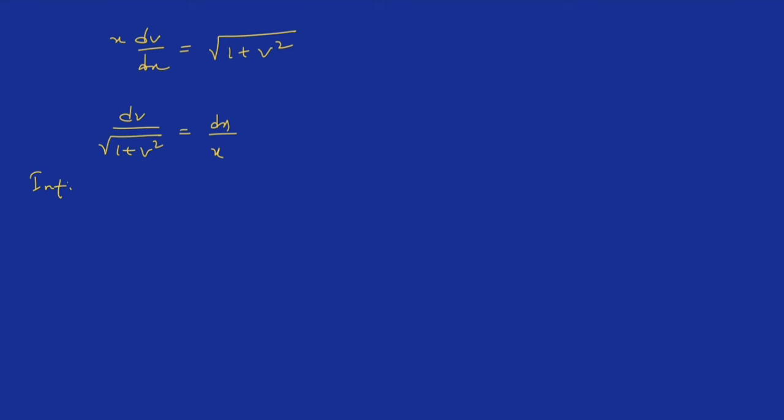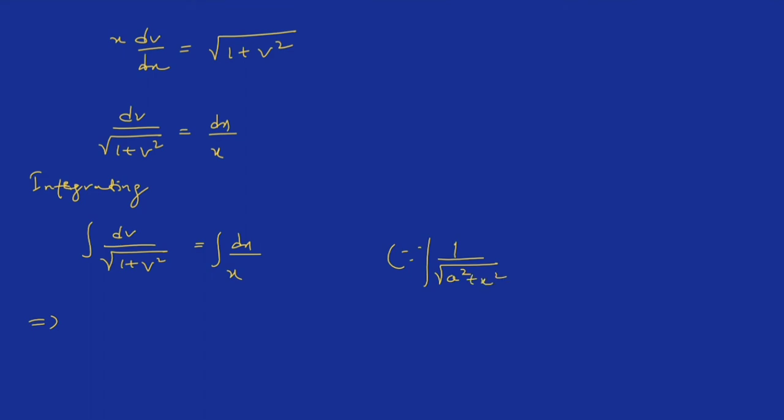Now integrating on both sides, we get the integration of dv upon under root of 1 plus v square equals the integration of dx upon x. So this is nothing but the form 1 upon under root of a square plus x square dx. The integration of this is log of x plus under root of x square plus a square, plus c.